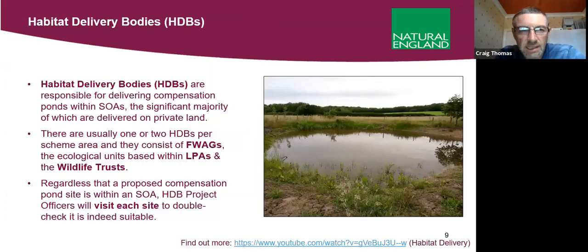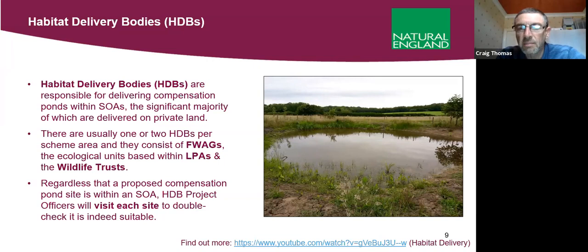So I mentioned earlier habitat delivery bodies. These are the organisations that Natural England uses to deliver those compensation ponds within the SOAs. And the vast majority of these are delivered on private land. We started off with one habitat delivery body, usually per scheme area. That's actually changed now. There are often one or two habitat delivery bodies per scheme area. And who they are, the likes of the FWAGs, ecological units within LPAs, and the wildlife trusts.